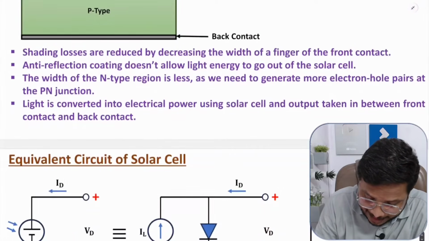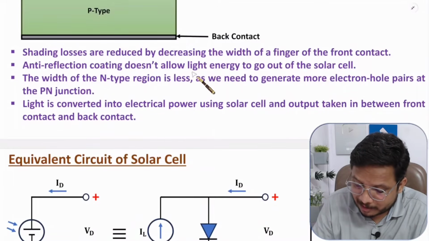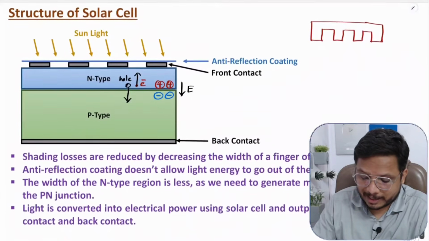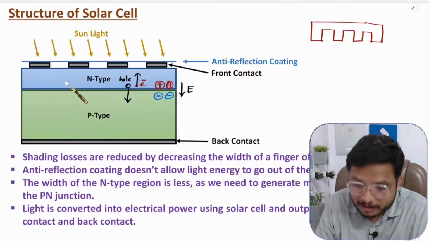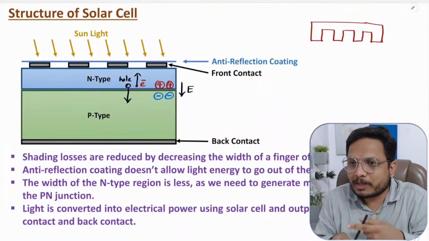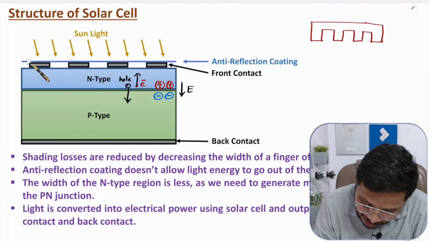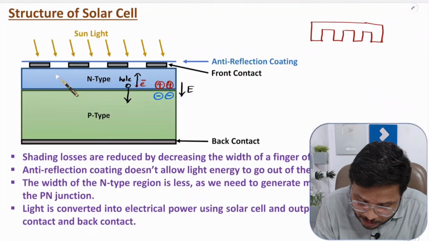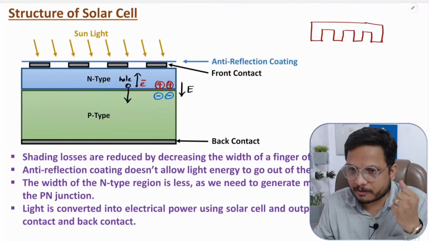The second point is the anti-reflection coating that we use, which doesn't allow light energy to go out of the solar cell. Our agenda is to trap sunlight. Once sunlight goes inside, it should energize electrons so that there will be formation of electron hole pairs, right? So here we have an anti-reflection coating which doesn't allow sun rays to go out of this solar cell, by which you can maximize the efficiency.